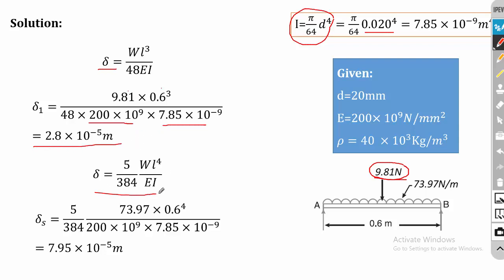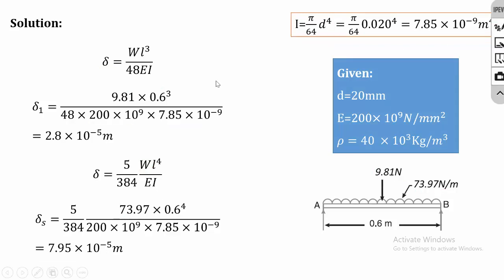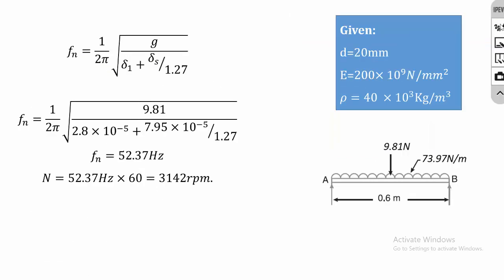Then for a simply supported beam carrying a uniformly distributed load, that is the weight of the shaft, the equation is 5 by 384 WL power 4 divided by EI. Here W is the uniformly distributed load, that is 73.97. You can substitute that. Then length, the remaining data are the same. So you can calculate the deflection because of the weight of the shaft, 7.95 into 10 power minus 5 meter. Okay. So now we have calculated the individual deflections.